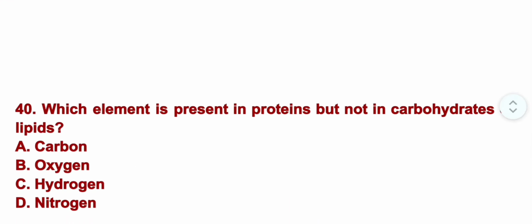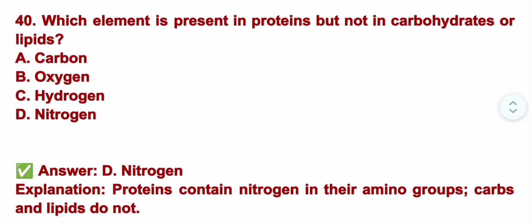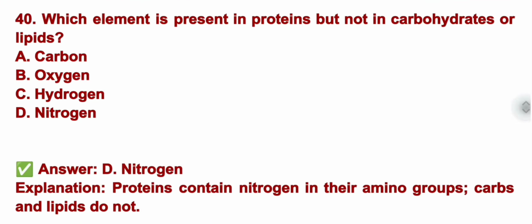Question number 40. Which element is present in proteins but not in carbohydrates or lipids? The correct option is option D, nitrogen. Proteins contain nitrogen in their amino groups. Carbs and lipids don't contain nitrogen.